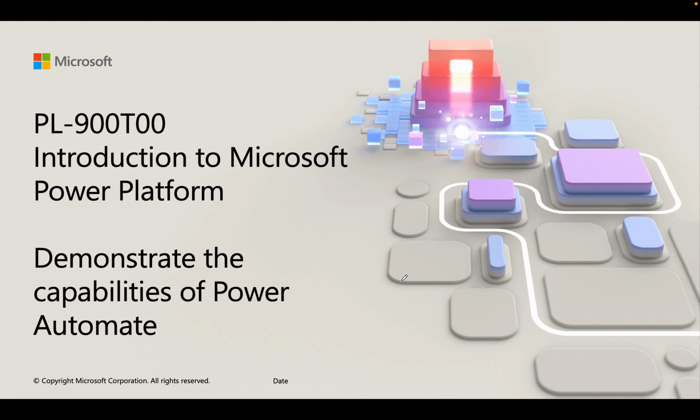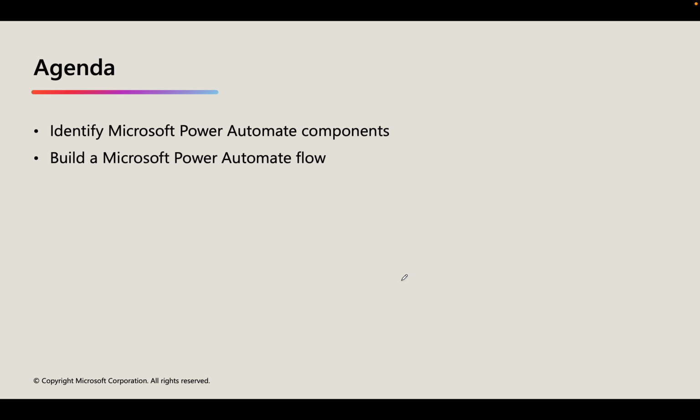Let's discuss the last part of PL-900, which is demonstrating the capability of Power Automate. Inside this learning path, we do have two modules. The first one is identify Microsoft Power Automate components, and the second one is build a Microsoft Power Automate flow.